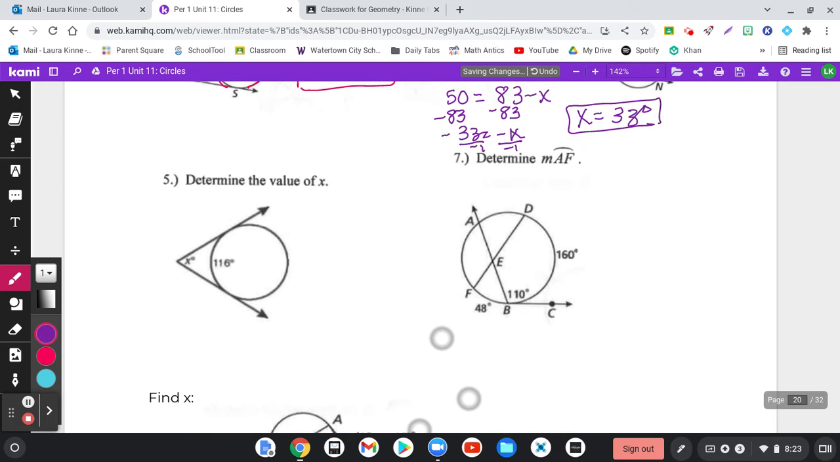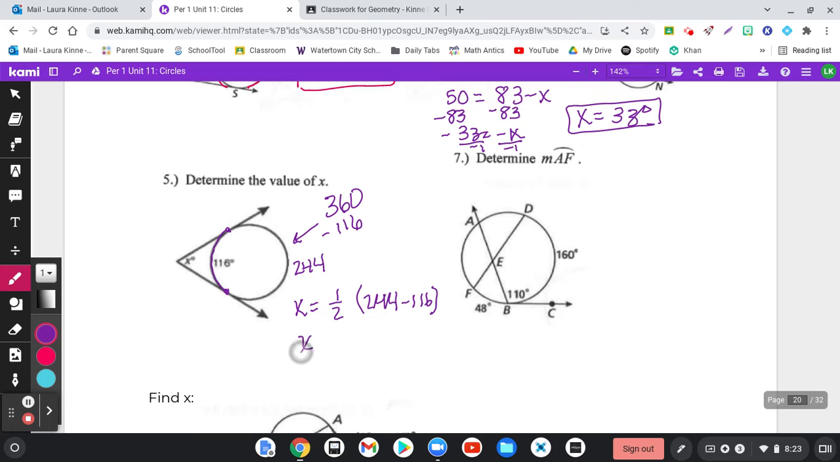Okay, with this, it only gives you one arc, but remember, those tangent lines, if you want to find the bigger arc, just subtract 360 minus 116. So this is going to give you 244. So now the angle equals half of your big arc minus your small arc. So just subtract 244 minus 116 and divide by 2, and you get 64 degrees.